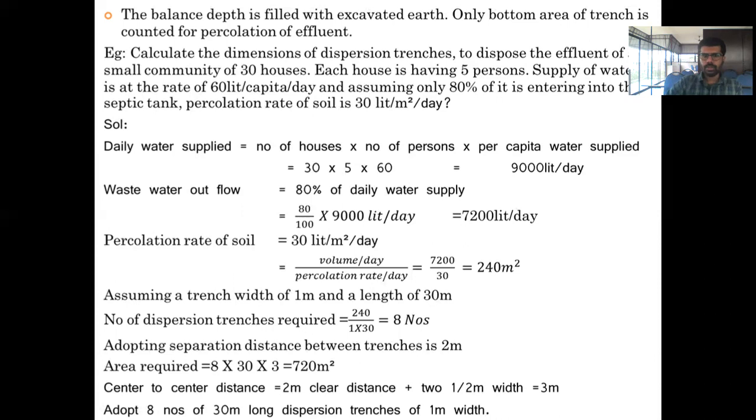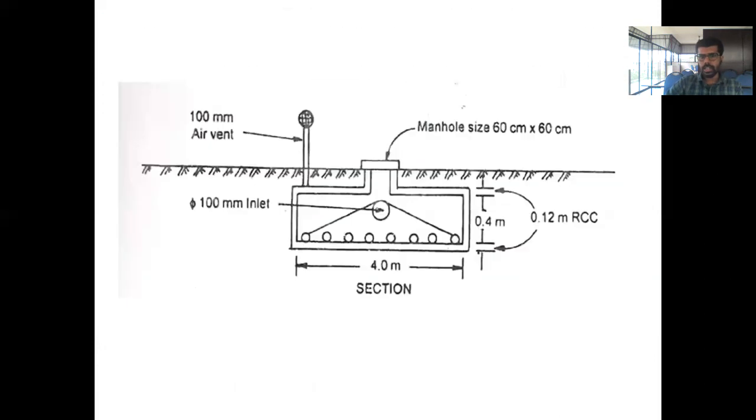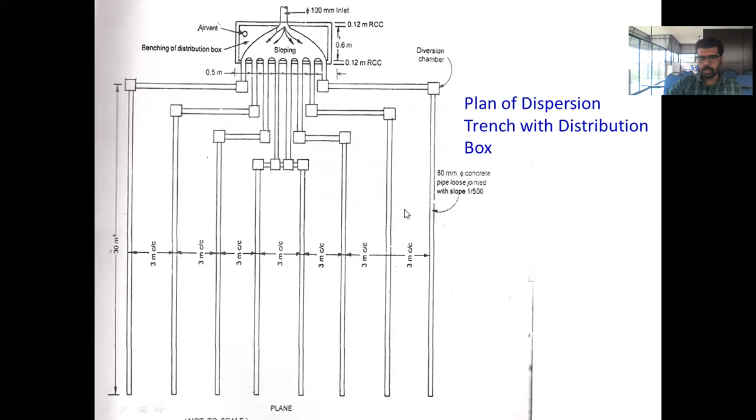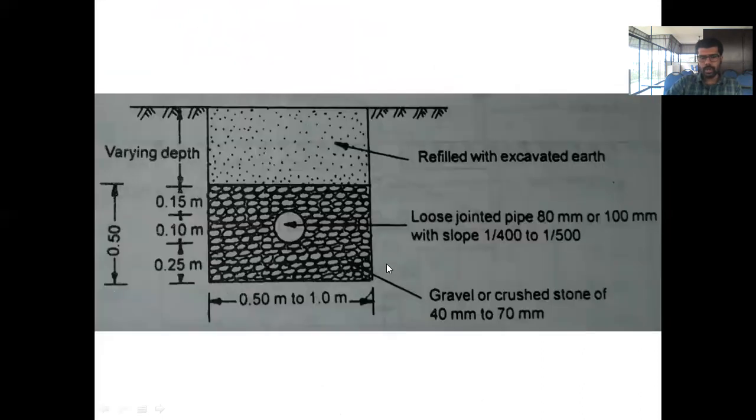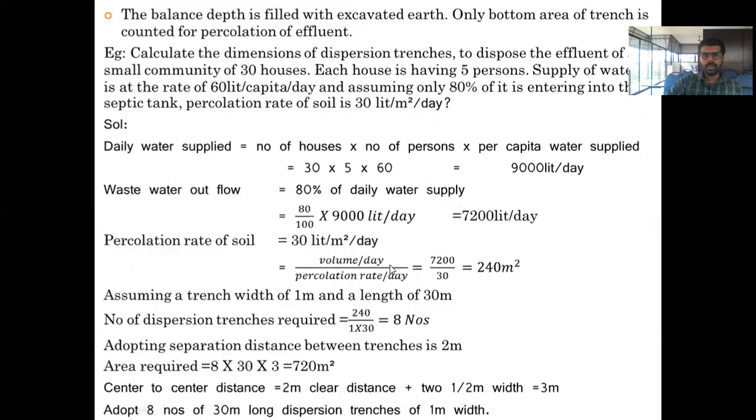Okay, so in our question you need 8 dispersion trenches. 1, 2, 3, 4, 5, 6, 7, 8. 8 trenches of a length 30 meter and width 1 meter. So the number of dispersion trenches is 8.